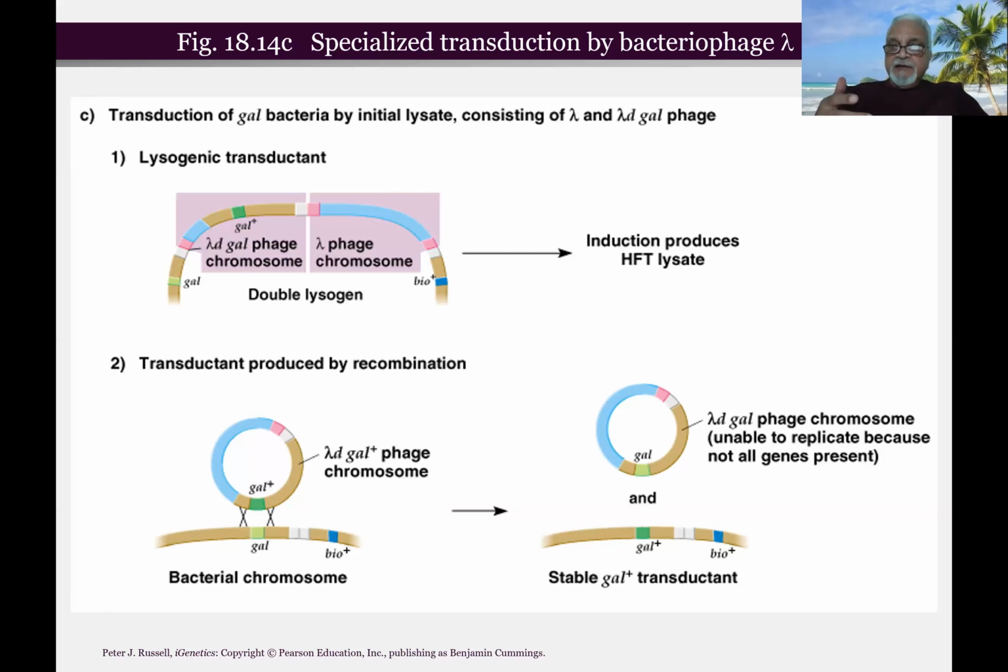Now, after delivering the gal region, since this is defective, it doesn't replicate. It's not able to replicate, and it is degraded. And you get a stable cell generated, which is gal plus. So it is the recombination or movement of DNA from one cell to another by way of these phages. So we have seen two ways: one is generalized transduction, the other specialized transduction. In both ways, DNA moves from donor to recipient.